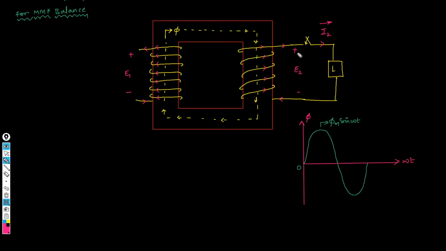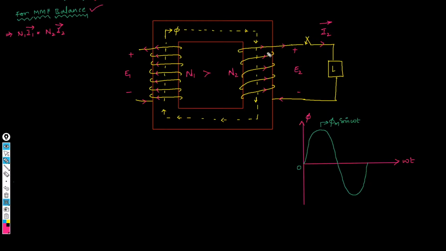Now this is the N1 turn and N2 turn. Assume that N1 is greater than N2. For MMF balance, MMF is nothing but the number of turns times the current flowing through those turns. So for MMF balance, N1 I1 should be equal to N2 I2. For satisfying this condition, as there is a current flow in the secondary winding, due to the current flowing through these windings, a flux will be developed here.